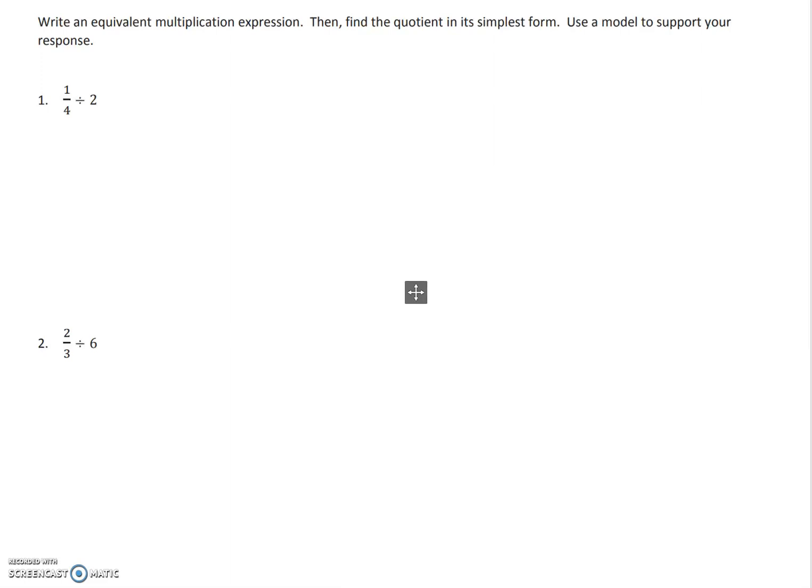All right, so this is our first module 2, lesson 1. So we are changing our fraction division problems into multiplication. Right here it says equivalent multiplication expression. If you remember, we have our little saying of CPR, standing for copy, poof, and reciprocate.